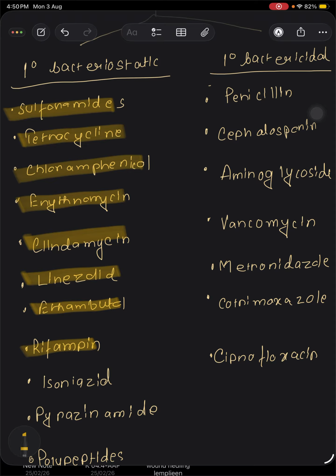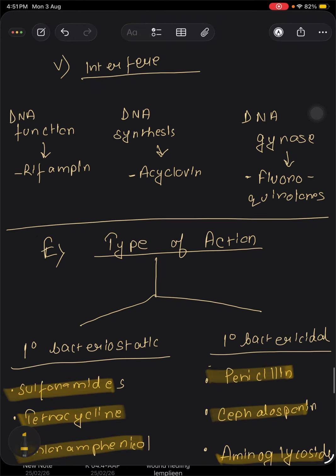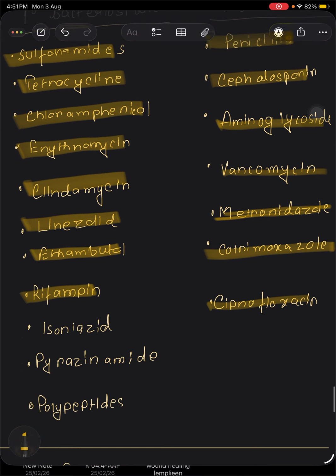They are primarily bacteriostatic, inhibiting the bacteria from causing toxicity but not killing the bacteria. And primary bactericidal, there are penicillin, cephalosporins, aminoglycosides, vancomycin, metronidazole. These are all primary bactericidal. They directly kill the bacteria. Cotrimoxazole, ciprofloxacin, these are all primary bactericidal.